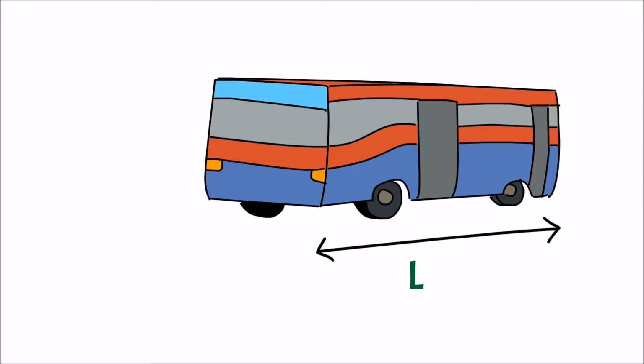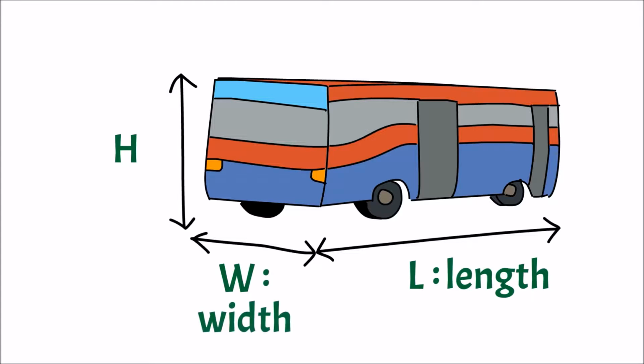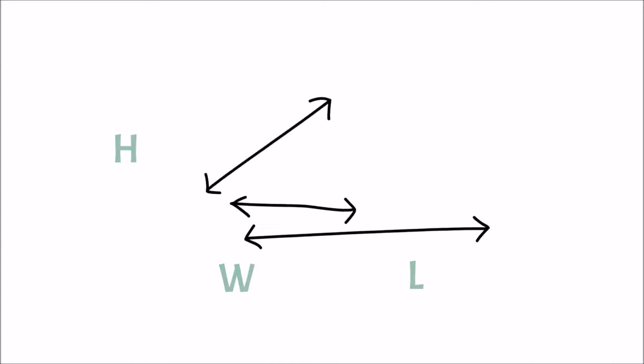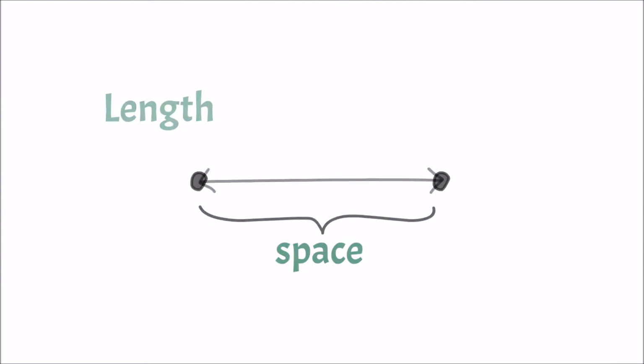When we talk about the dimension of an object, we talk about its length, width, and height. These are different terms representing the object size in different directions. But if we take away the object and ignore the direction, we see that these terms actually stand for the same idea, the amount of space between 2 points, and let's just call it length.